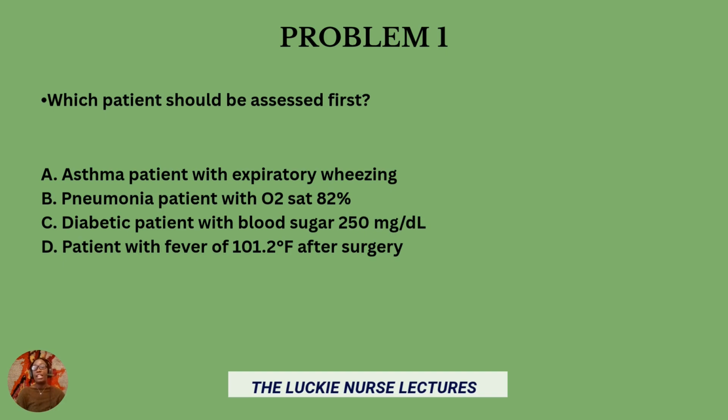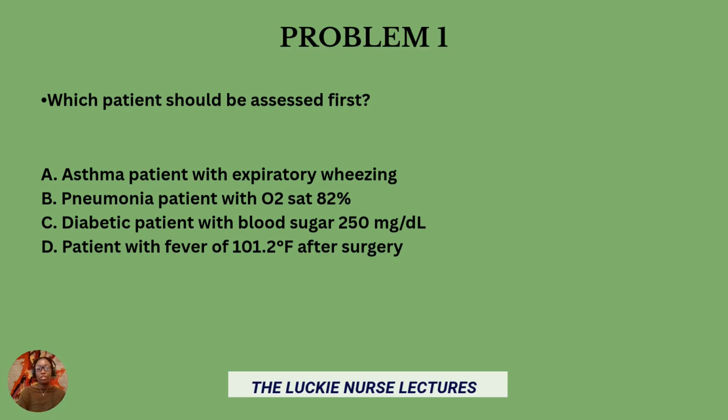And we weren't given any vital signs for option A. All we know is that the patient has asthma and that they now have exacerbatory wheezing. So this could possibly be the answer, but we need to look at the other answer options before we make a decision.